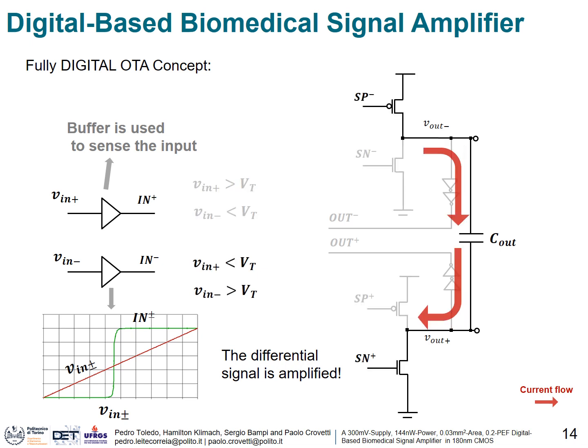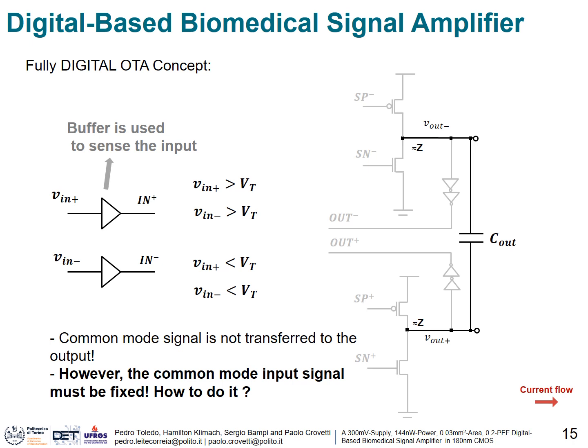In the case that Vn plus is lower than Vt and Vn minus is larger than Vt, the charge and discharge polarity is then reversed, preserving the OTA behavior. Note that for both cases the differential signal is being amplified. When both input signals are either above or below the Vt, the common mode input signal is not transferred to the output, keeping both 3-state inverters in high impedance mode. However, the common mode input signal must be fixed, and the question is, how could we do that?